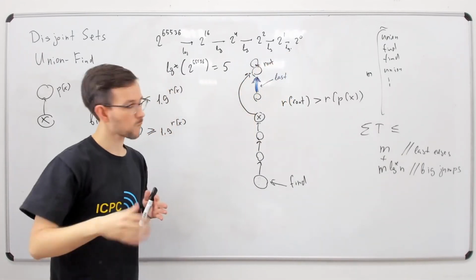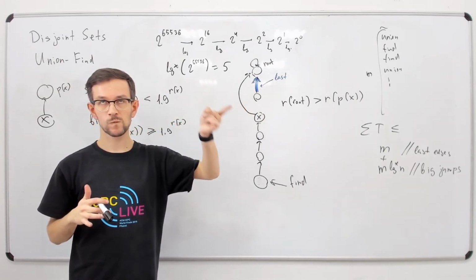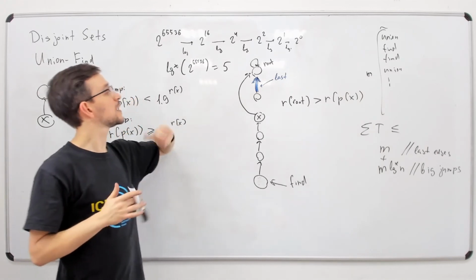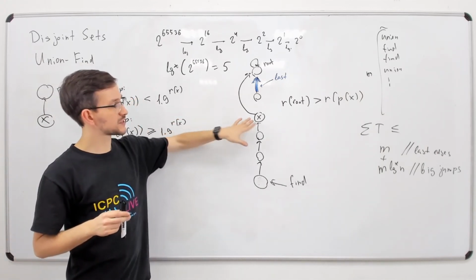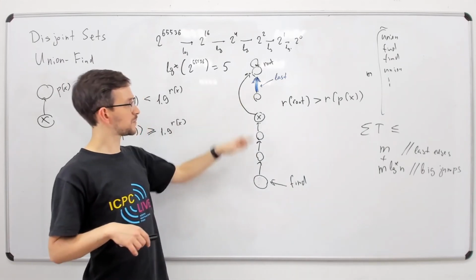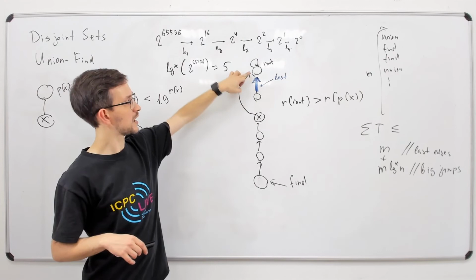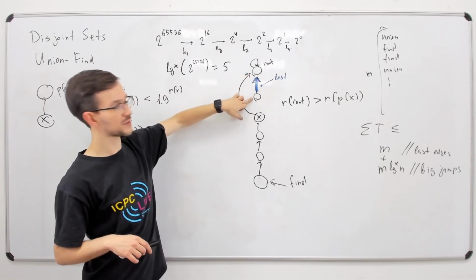What was I talking about? Oh, again. When x, if this edge is not the last edge on this path, it means that we will reconnect this x from here to here, and this node has bigger rank than this node.